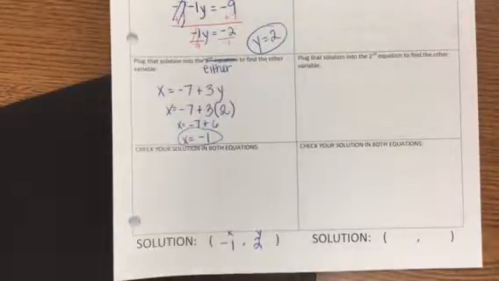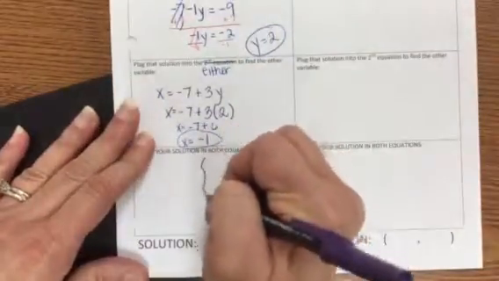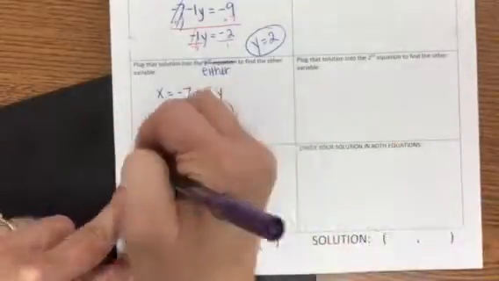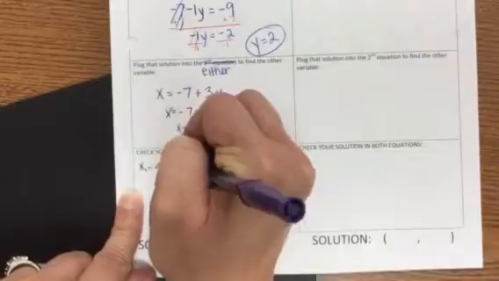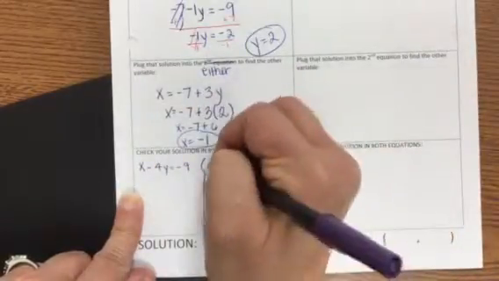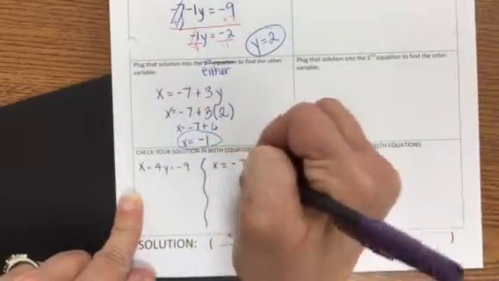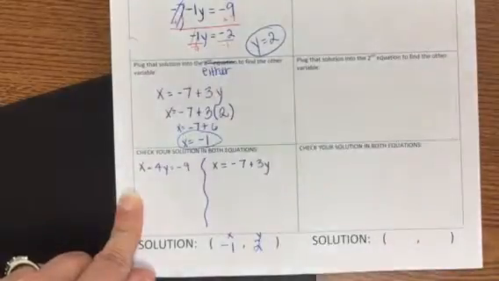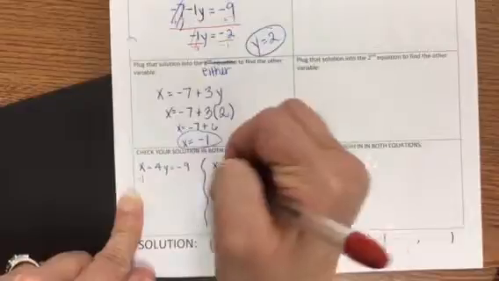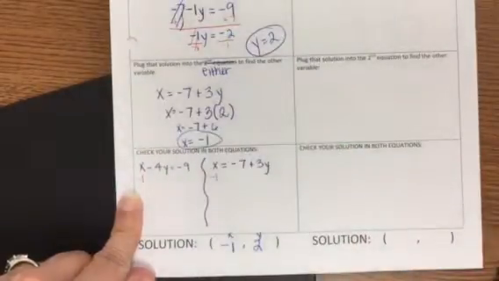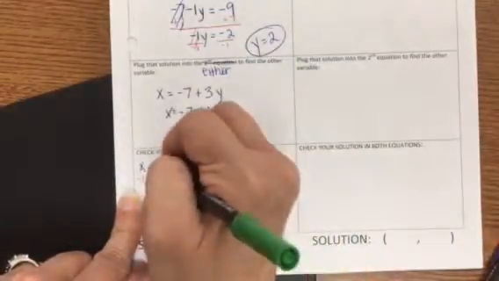So of course, you know with me, I've got to check my answers. So we're going to plug it back into both equations to make sure it works. First equation, x minus 4y equals negative 9. The second equation we said was x equals negative 7 plus 3y. Let's plug in our x value for x and our y value for y.